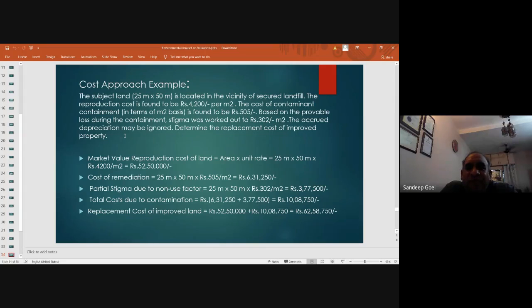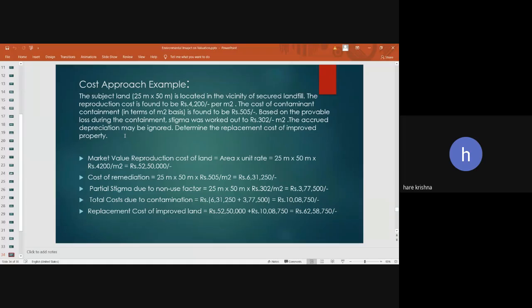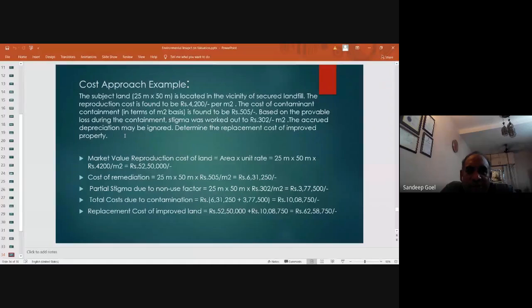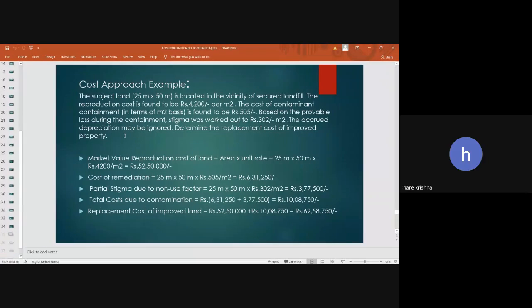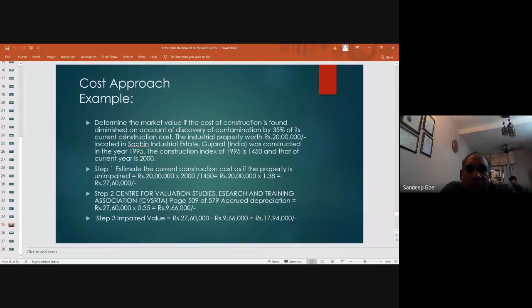The valuer's main work is to arrive at a value. He is not a historian to write everything on the pages. He is basically an expert person. Clear? Clear. Yes. Determine the market value. Do this question.